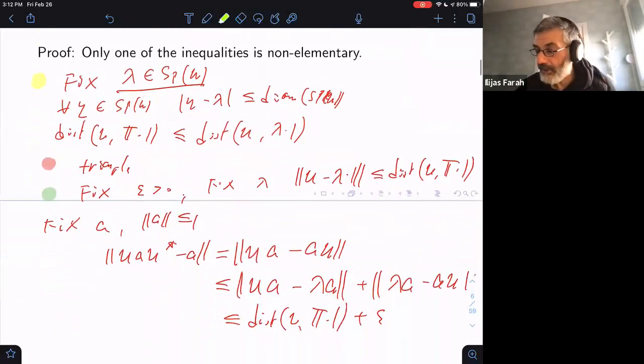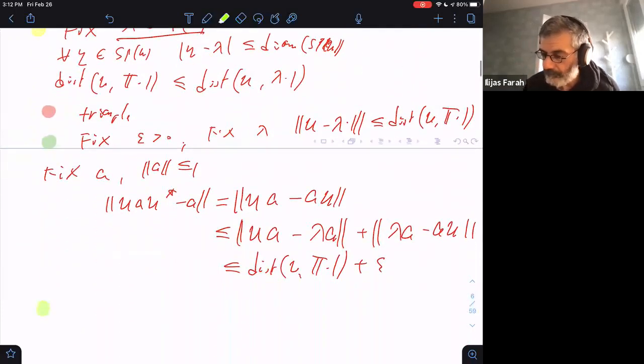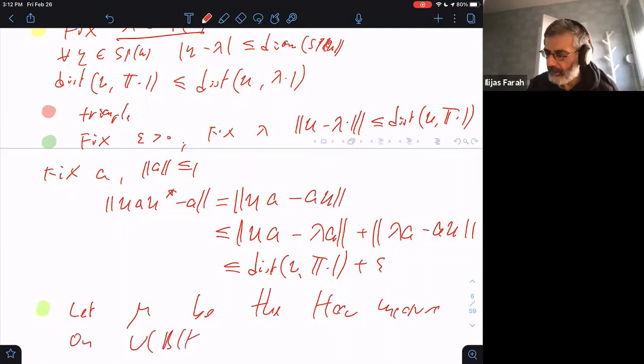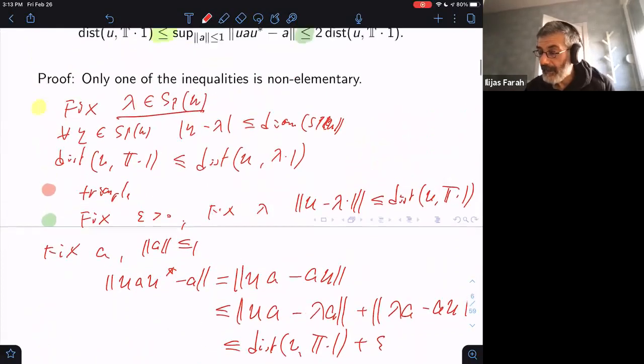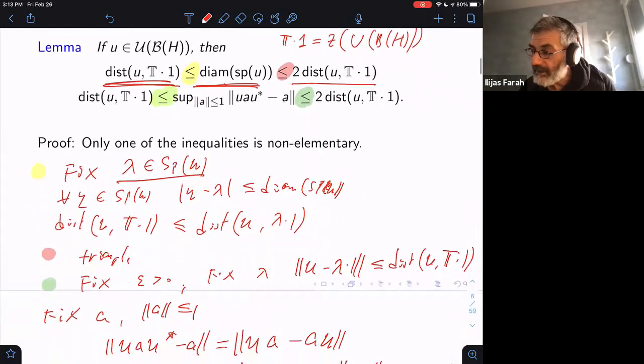So we can fix Haar measure on U. So let mu be the Haar measure on U of B of H, right? So it's a probability measure because this is compact, and it is a Borel measure, and it's also invariant under multiplication. And now what we have is the following.